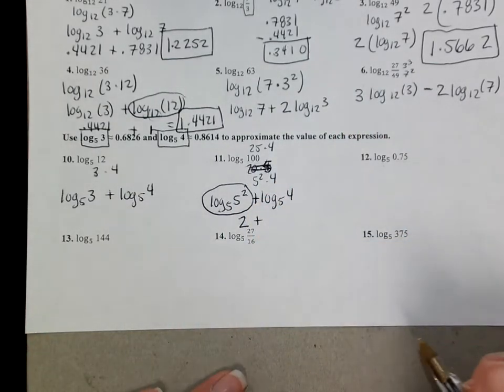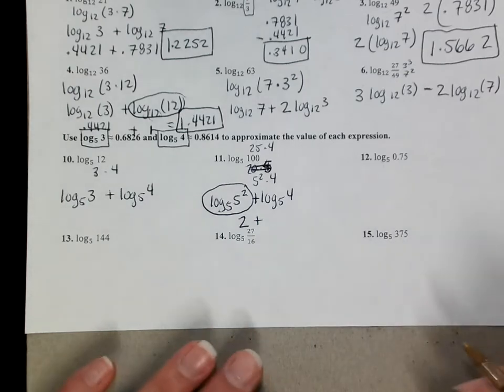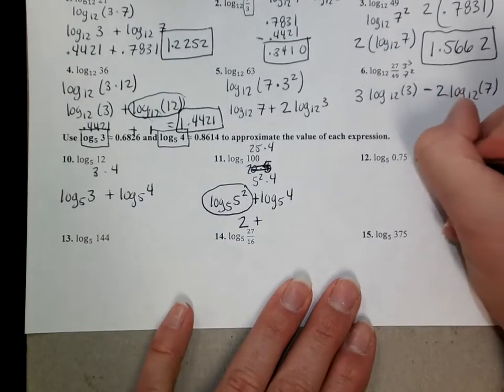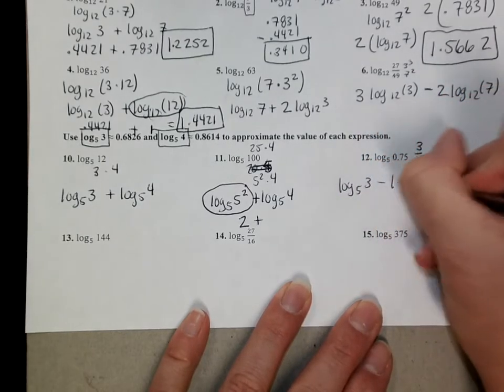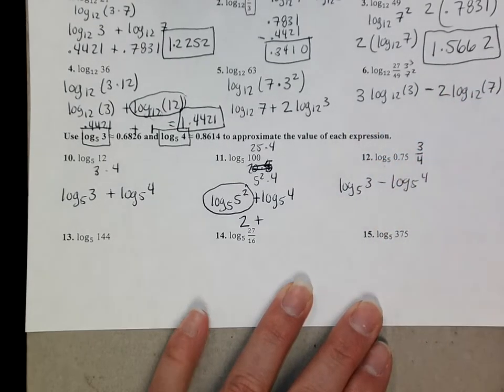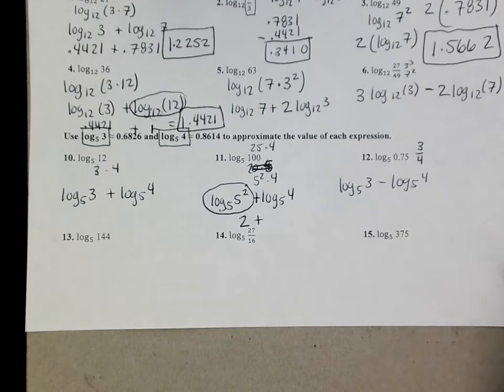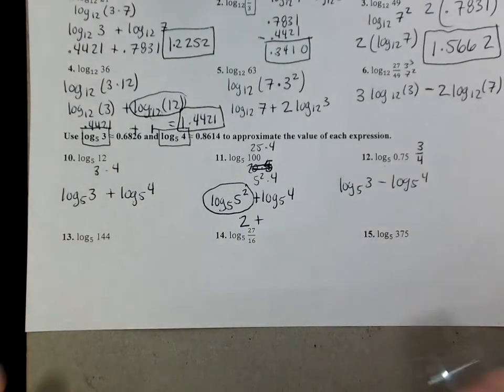What about 0.75? It might be helpful to turn that into a fraction, right? That's 3/4. So again, that's going to be the log 5 of 3 minus the log 5 of 4. Again, I'm not simplifying this and actually doing the math here. You should be, and you will be on your homework.